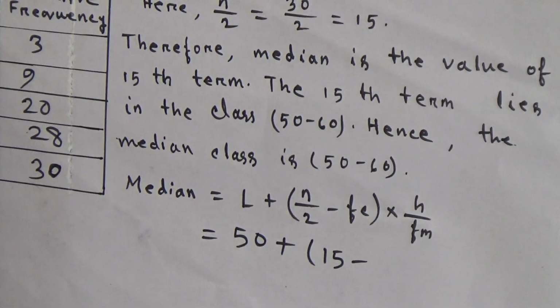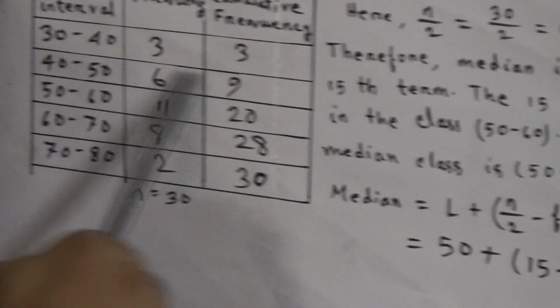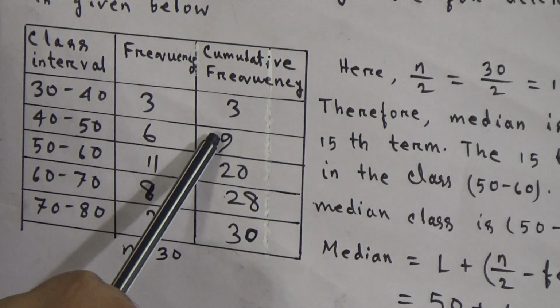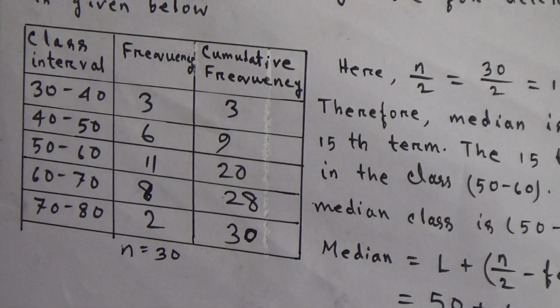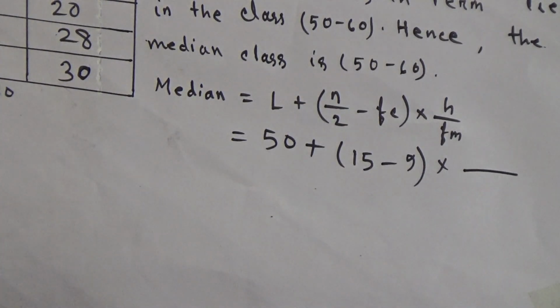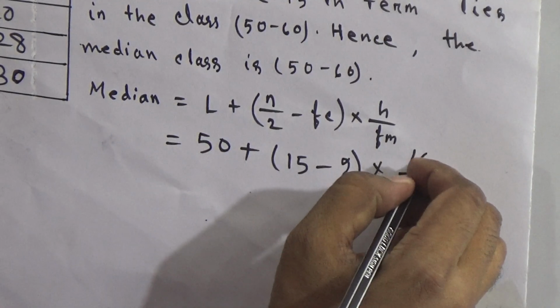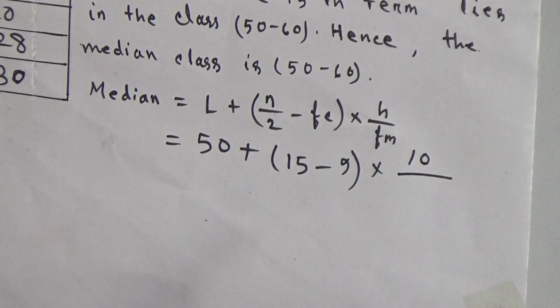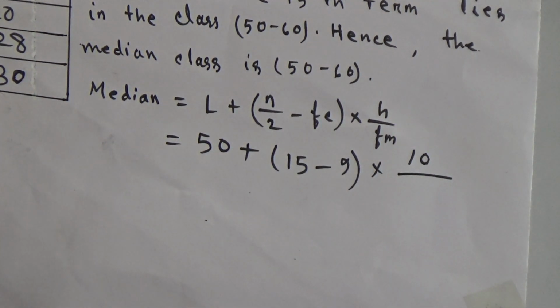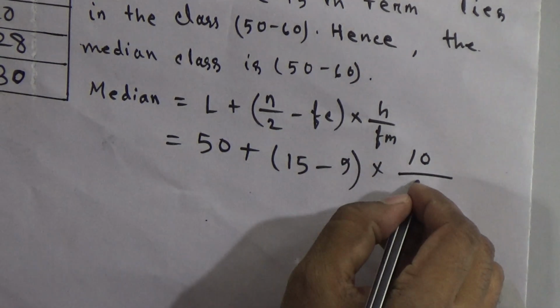Now minus Fc. What is Fc? Fc is the cumulative frequency of the previous class of the median class. Here it is the median class and its previous class is this class, and its cumulative frequency is 9. So the value of Fc will be 9, minus, h divided by Fm. Here h is the class interval, 30 to 40, so its class interval is 10. 10 divided by Fm. What is Fm? Fm is the frequency of the median class. Here 50 to 60 is the median class and its frequency is 11. So the value of Fm is 11.